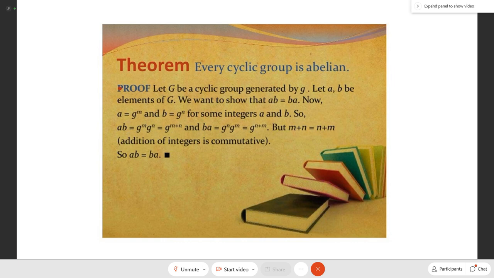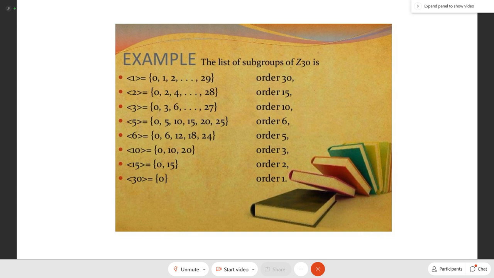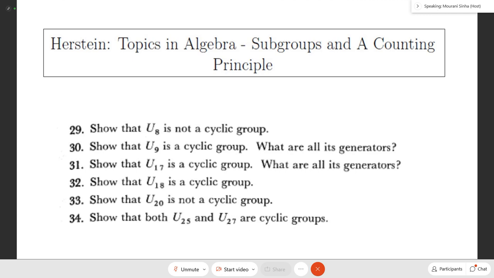Every cyclic group is abelian. You do not need the proof of the theorem. Z plus is a cyclic group because it has a generator 1. Z30, the subgroups, we have already discussed and shown, and given in the assignment. Okay, from Herstein there are a few questions actually. You can look at it, it's interesting. With solutions, of course, I have given you.